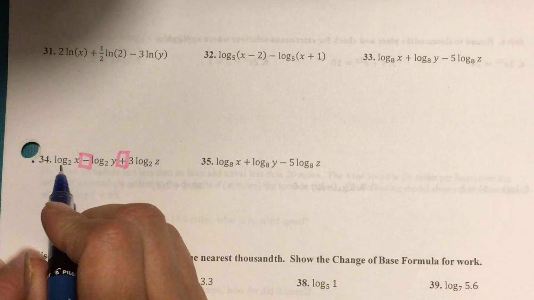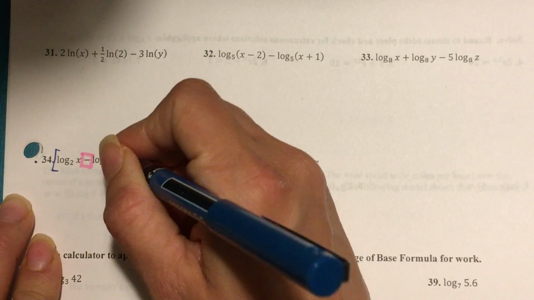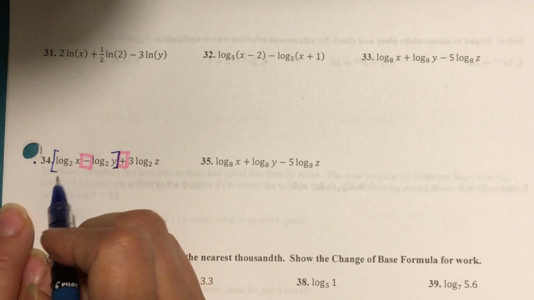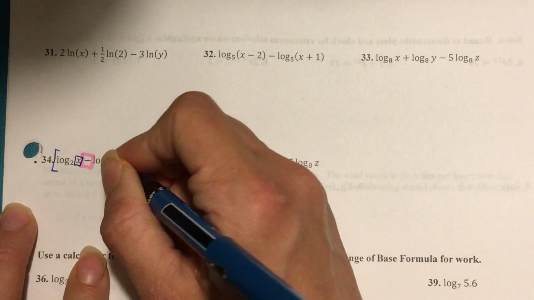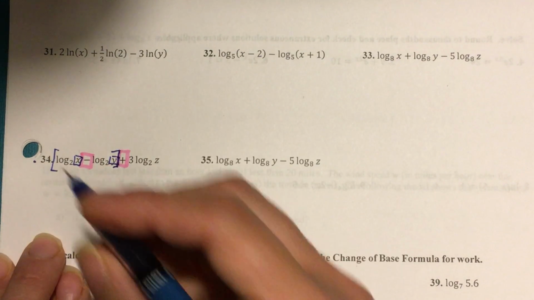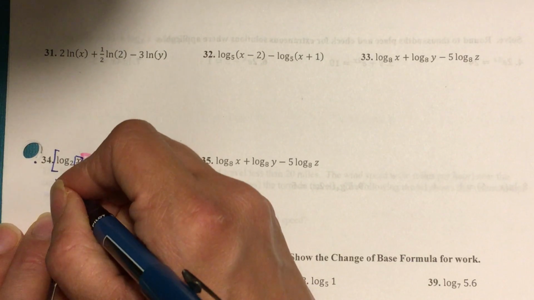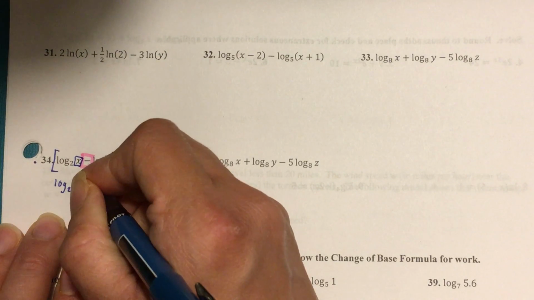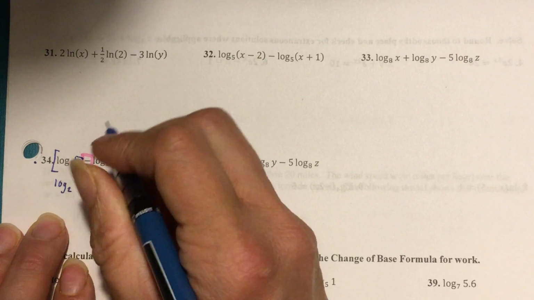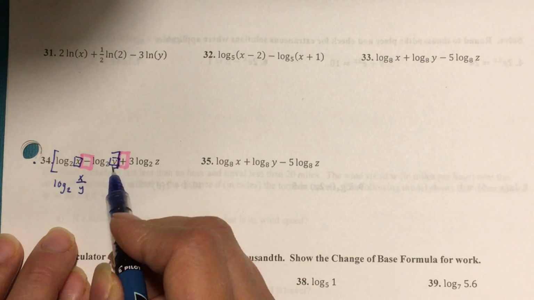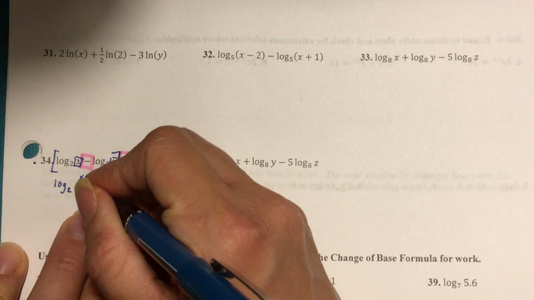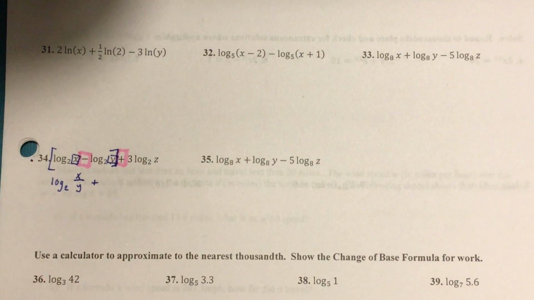So first, if I want to start by condensing just these two, they are separated by subtraction, so that means I'm going to condense the answer parts by dividing. And make sure you include that log base 2 in front. So log base 2 of x divided by y. Answer divided by answer. Then we've got plus.